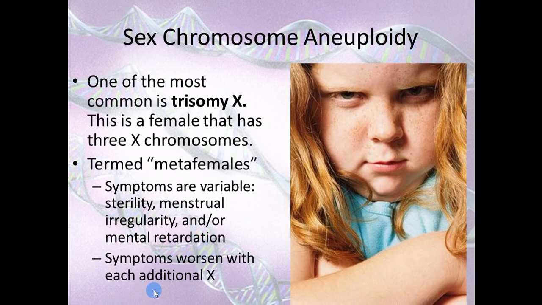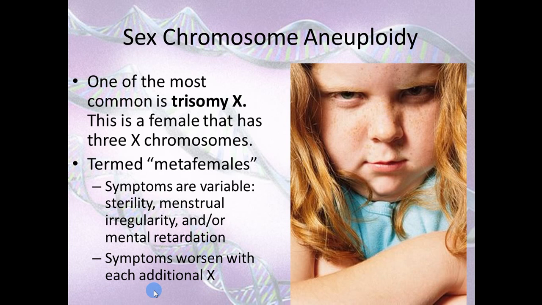Another example of having too many is if you have too many of a sex chromosome. One of the most common is trisomy X. This little girl has 3 X chromosomes, and a lot of times they call it the meta-female. They just have way too much. Outwardly, appearance-wise, they usually look pretty normal, but some of the physiological things can be problems. When they're ready for menstruation, sometimes they don't menstruate properly. Sometimes they're sterile. Sometimes it leads to mental development problems, like delayed language development.